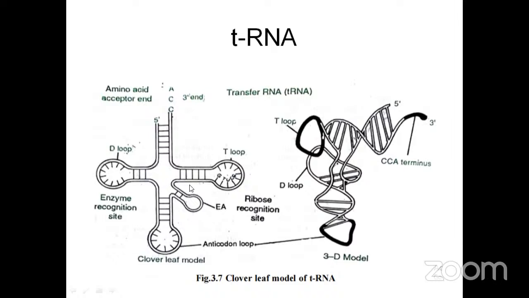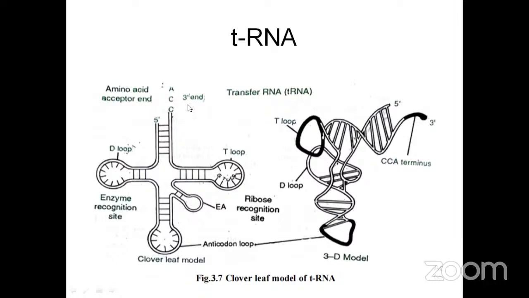In the tail portion, there are three unpaired nucleotides. This is the tail. Actually, except the CCA, the rest all pair with each other. Except this CCA, the unpaired nucleotides are present at the 3' end. The CCA end is also called the amino acid binding site. Here, during protein synthesis, amino acids bind.